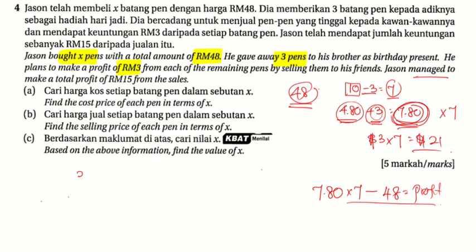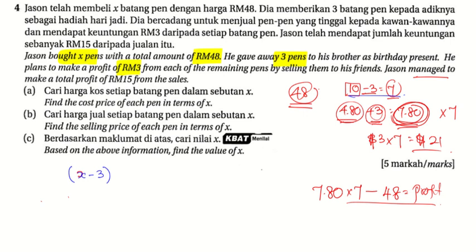Jason bought X pens for 48 ringgit. He gave away 3 pens. So now the remaining will be X minus 3 pens. That's what Jason has. Alright, so he planned to make a profit of 3 ringgit from each pen. So here is the number of pens that you have, and then you want to make a profit of 3 ringgit for each pen.